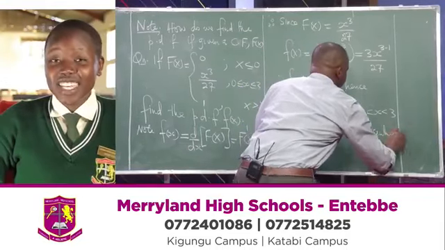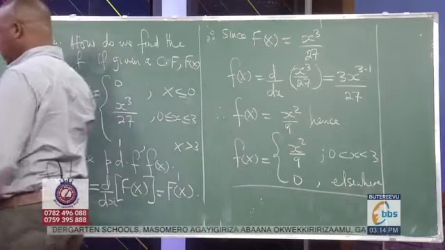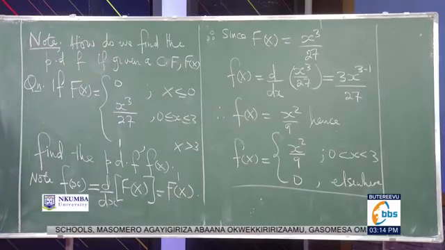Just as simple as that. We will have our f of x, which we call the PDF.